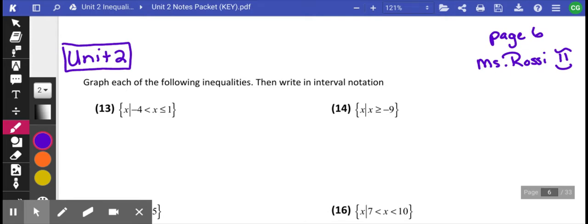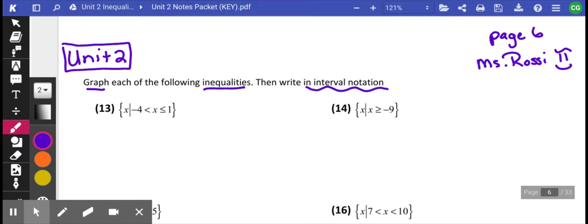Hi, everyone. Today we're going to talk about interval notation in our Unit 2 notes packet. So we're on page 6 and I'm on question 13. We want to graph each of these inequalities and then write the interval notation.